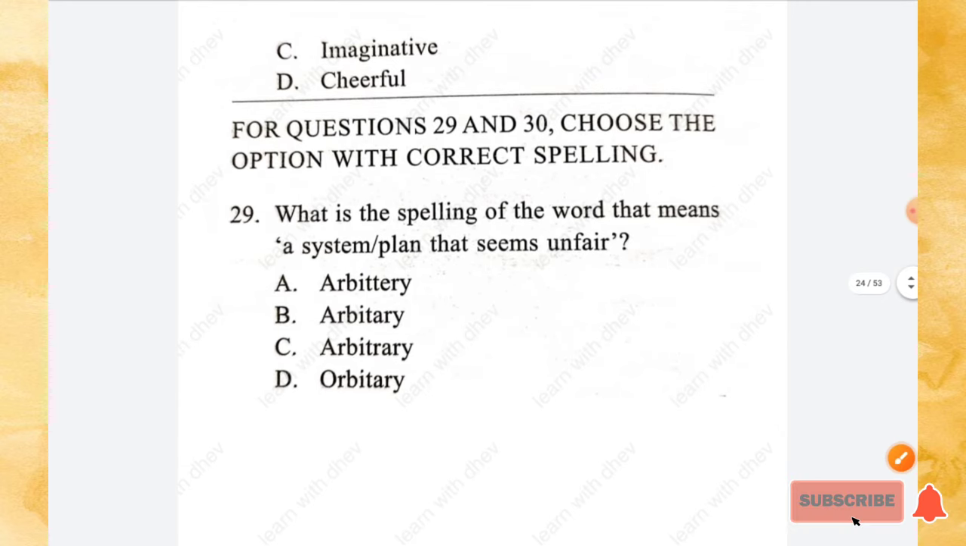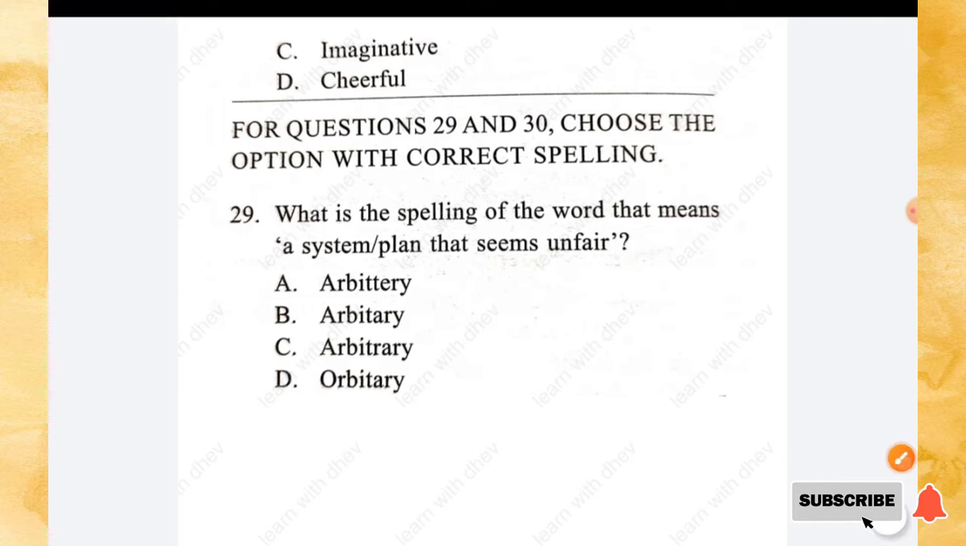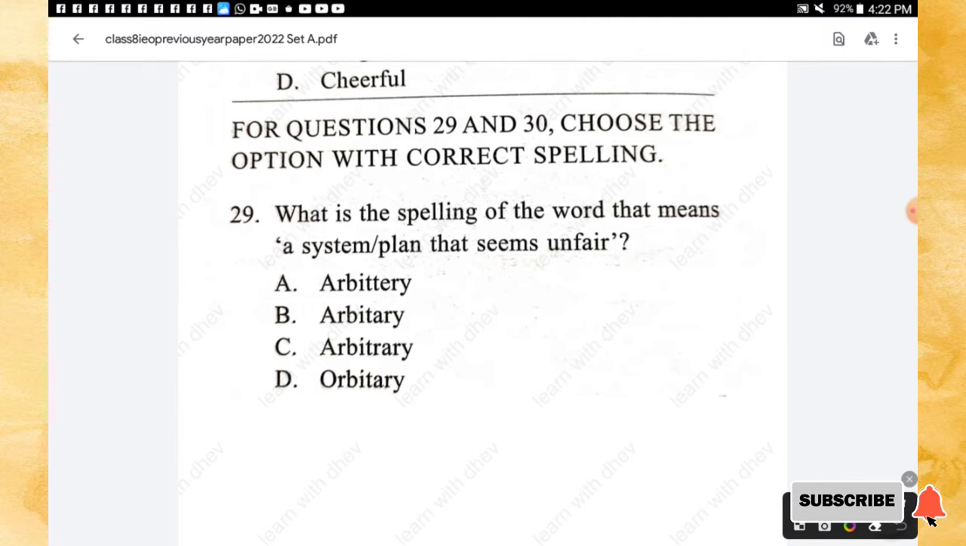For questions 29 and 30, choose the option with the correct spelling. Question number 29, what is the spelling of the word that means a system or plan that seems unfair? Just go through the options. The correct spelling of the word that means a system or plan that seems unfair is option C, arbitrary.